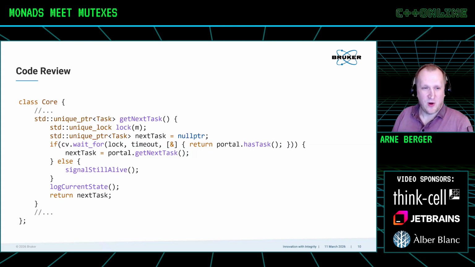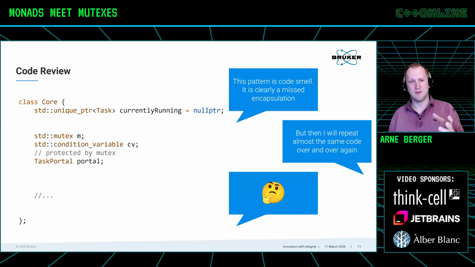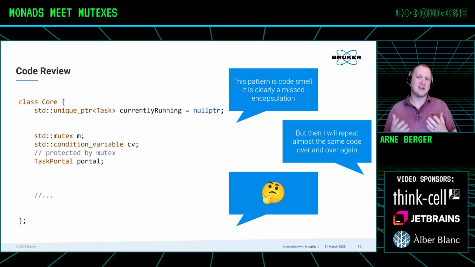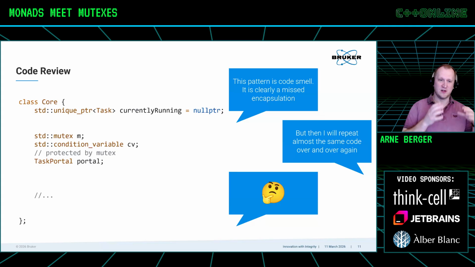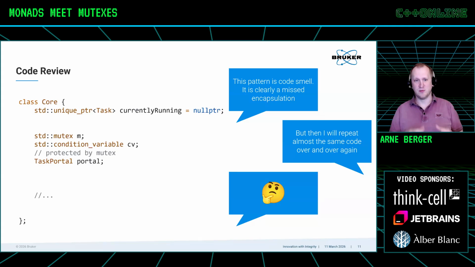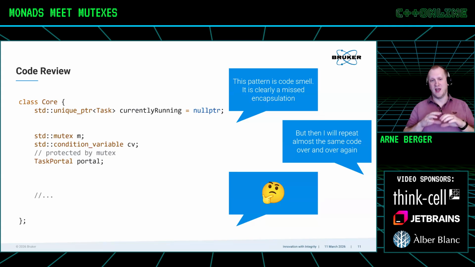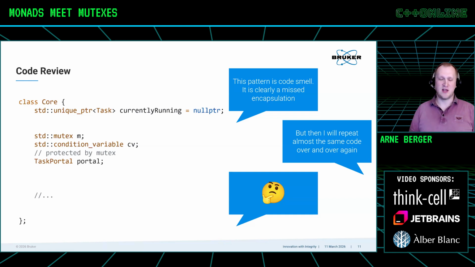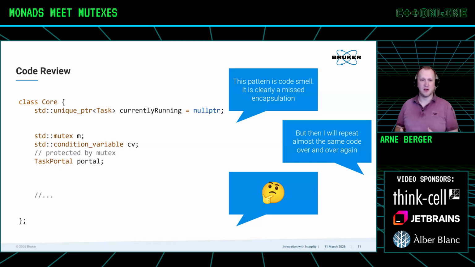But what I found itchy about this code all the time was the part with the members. I talked to a colleague about it and said, yeah, this pattern is somehow a code smell. This comment here tells me there is a missed encapsulation. You should put the task portal in its own class with the mutex and the condition variable and protect it, wrap it, so that you see in the type system which members are protected and which don't.